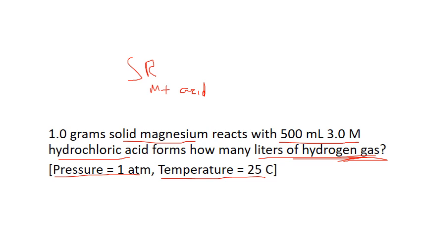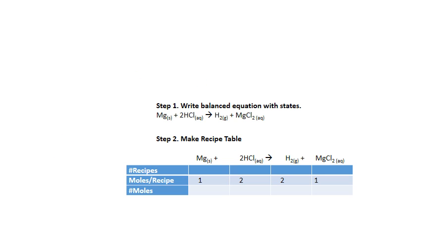Why do we need to know that? Because we're going to be using the ideal gas law. All right, so get the balanced equation and then set up the recipe table. And then what we're going to do is figure out moles, then figure out recipes, and then the limiting reactant.